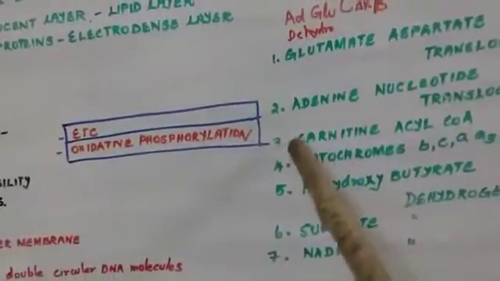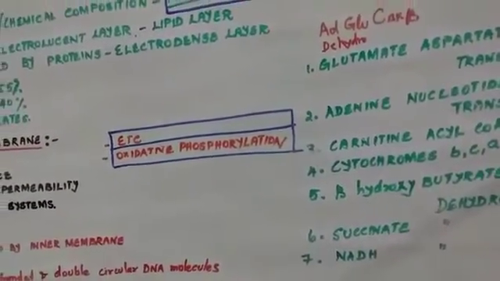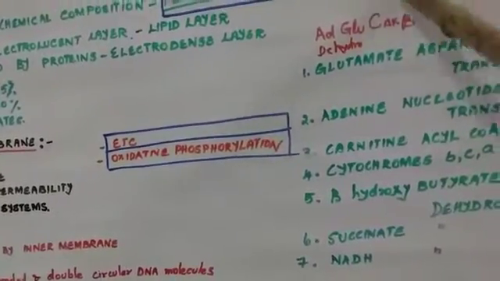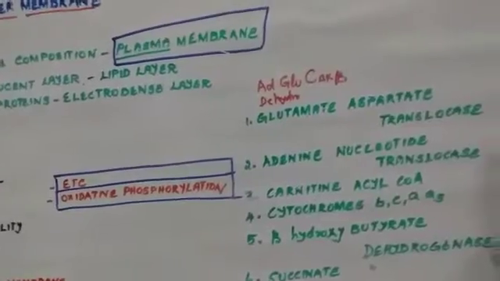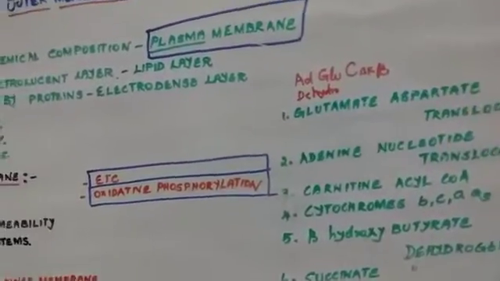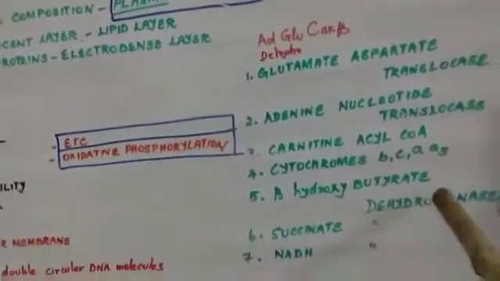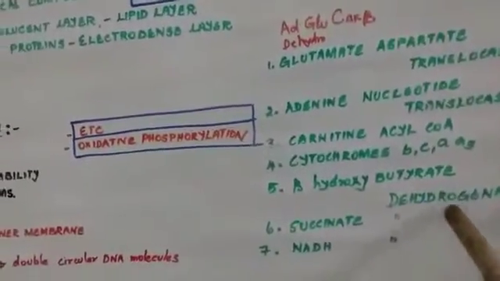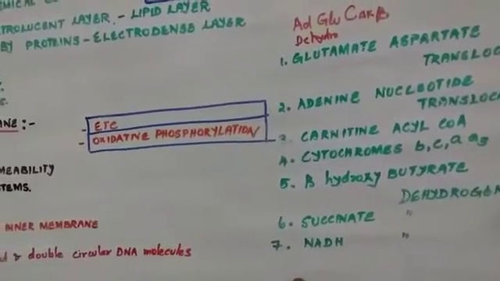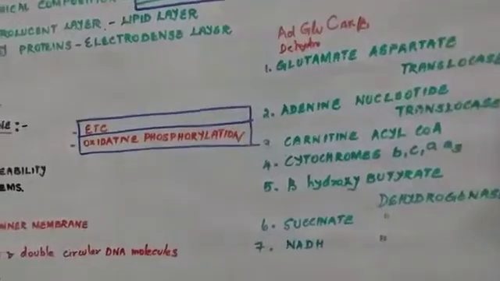Car is carnitine acyl CoA. C again is cytochrome b, c, a and a3. Then you can add one more word, beta. Beta SUN, beta sun. Dehydrogenase is common for all these three things, right? So beta hydroxybutyrate dehydrogenase, succinate dehydrogenase, and NADH dehydrogenase. So this will be very easy to understand.